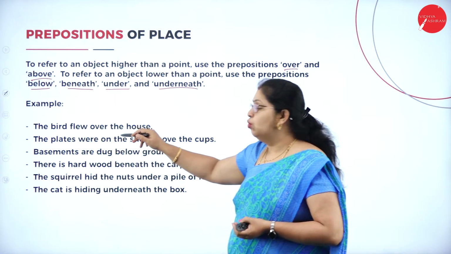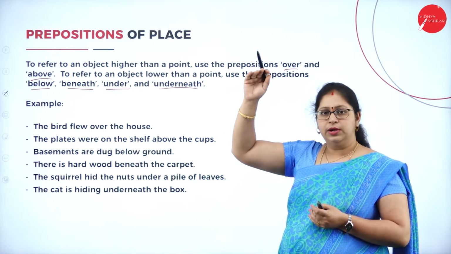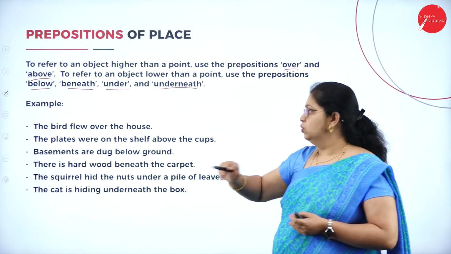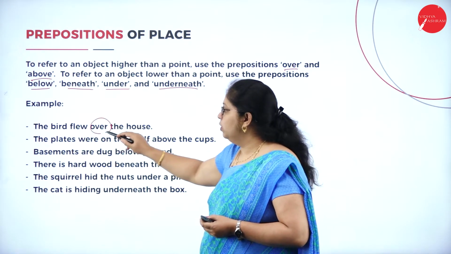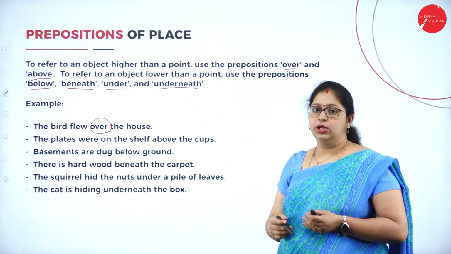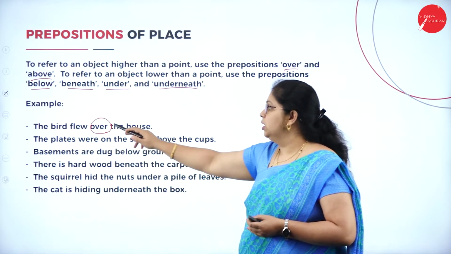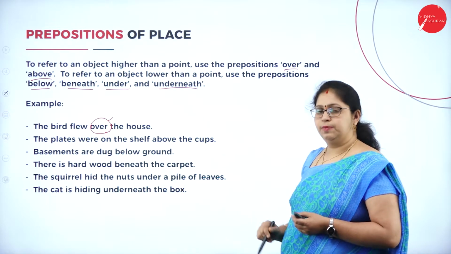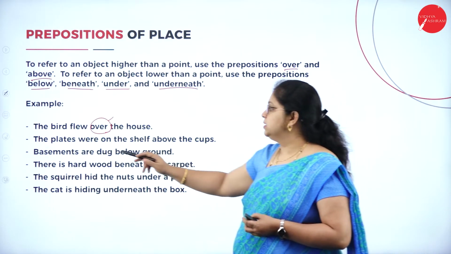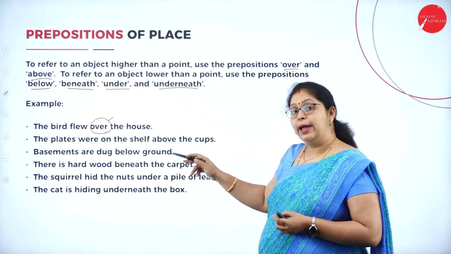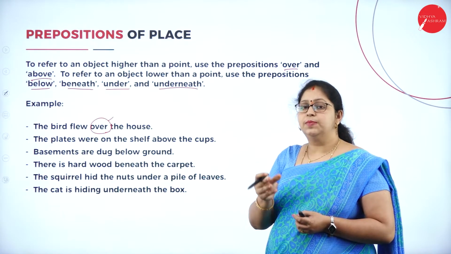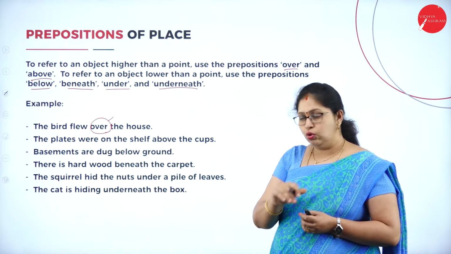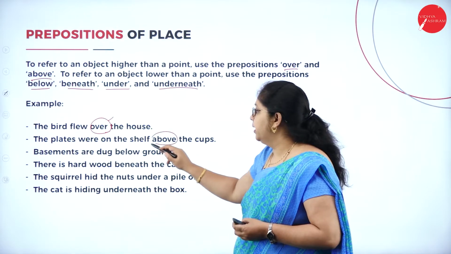The bird flew over the house, above a particular point, correct? You are in the house and the bird flew over the house. So, to tell that it flew above your house, above the particular point, we are using the preposition over. Then, the plates were on the shelf above the cups. Where are the plates? Above the cups, the plates were kept. The particular point is there. Above that, it is kept. So, we are using the preposition above.